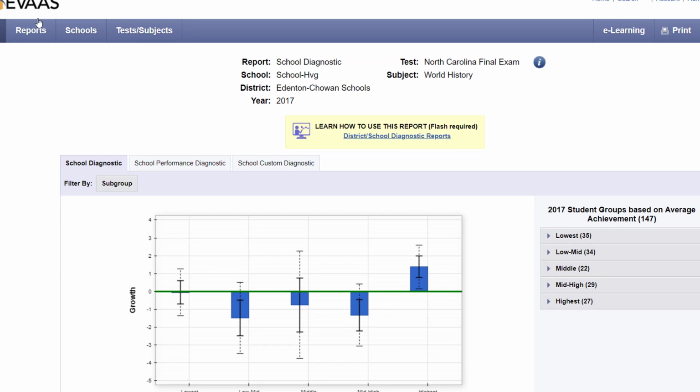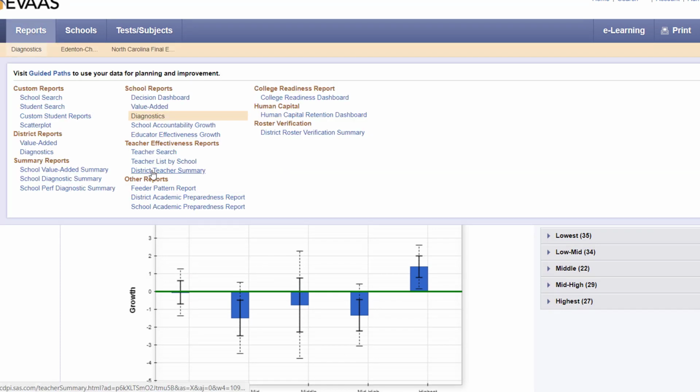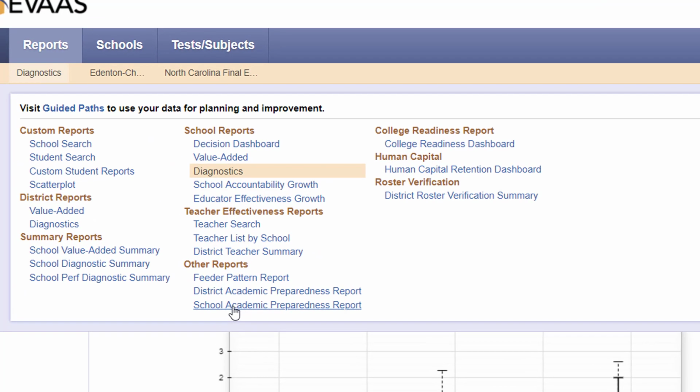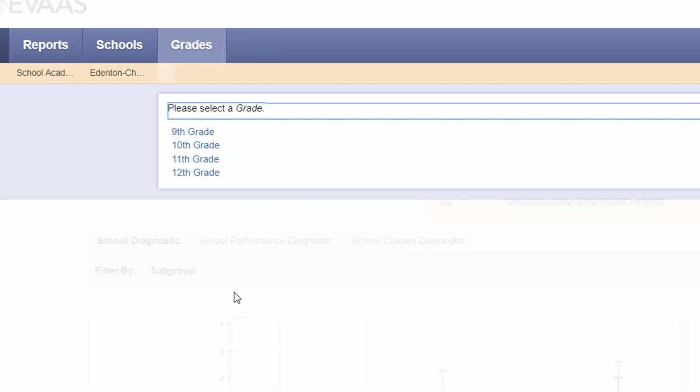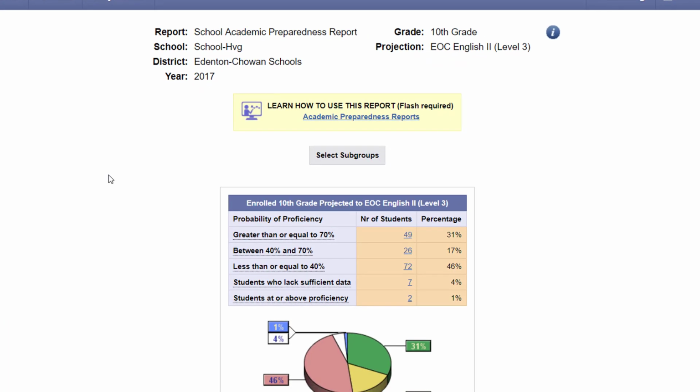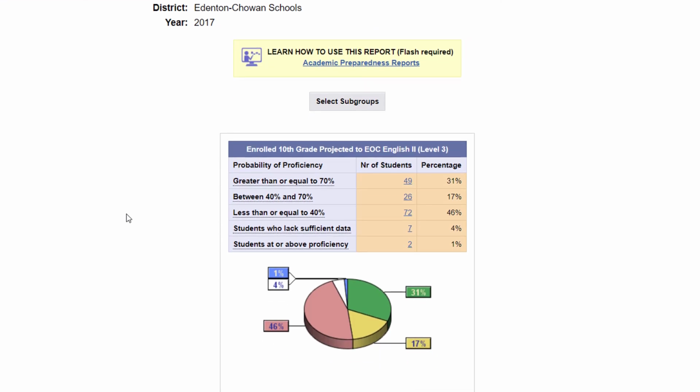Okay, another report that we're going to look at in EVAAS falls under the other reports, and it's called the School Academic Preparedness Report. This report is the only report that's current in the EVAAS suite of reports. So when I say current, if I'm a 10th grade English 2 teacher and the academic preparedness report gets loaded into EVAAS, I can go to this report and know that the students that are contained in here are the students that I'm currently teaching.